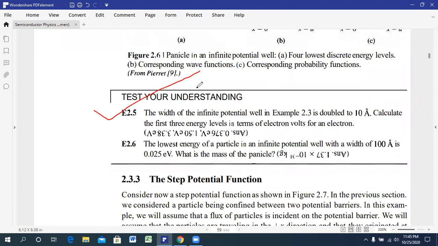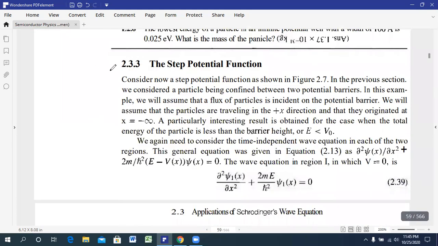Now, if we move to article number 2.3.3, that one is the step potential. Step potential means that we will have only a step function. So if we consider a step potential, it extends in the plus x direction, and from minus infinity to 0, this value should be equal to 0. Now for the barrier height, we are considering that E should be less than V naught.